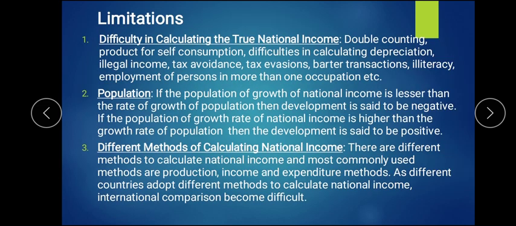Then the limitation comes. When you measure the growth rate of national income, there are many things that make calculation difficult: double counting, self-consumption production that has also been included, difficulty in calculating depreciation, tax avoidance, tax evasion, barter transactions, illiteracy. All these things become a problem. It is very difficult to calculate the true national income.